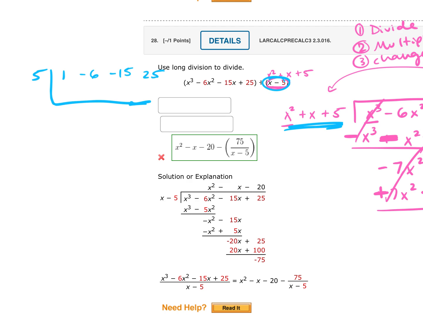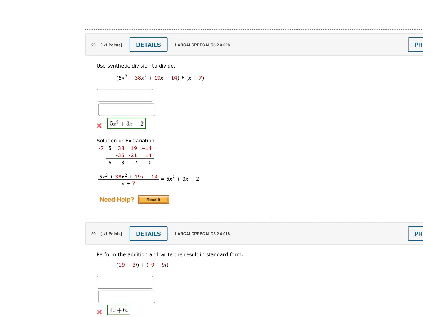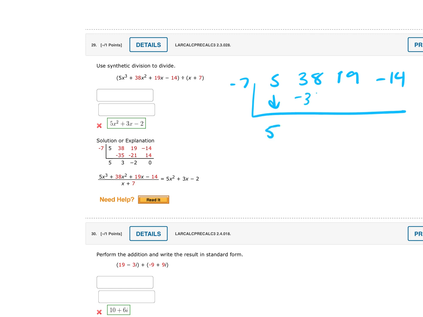Is there a way to check on? Let's do synthetic division with 29. So outside the box, we're going to put negative 7. Inside the box, we'd do 5, 38, 19. Of course, this one has huge numbers. Synthetic division, we drop down the 5. Multiply, we get negative 35. Add 3, multiply, negative 21. Add, okay, it works out to small numbers. Negative 2, positive 14. Our remainder is 0.